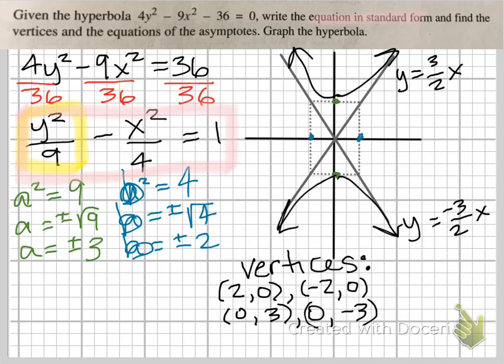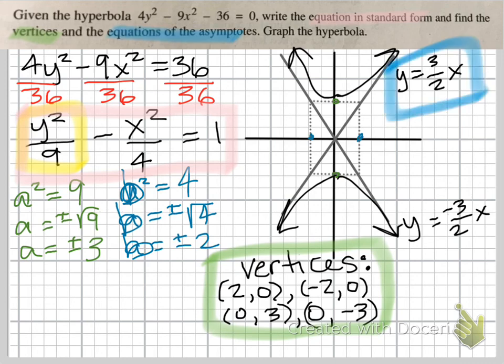and then so it says I need the equation in standard form, that's highlighted in pink. I need the location of the vertices, which is highlighted in green, and then the equations of the asymptotes, which are highlighted in blue.